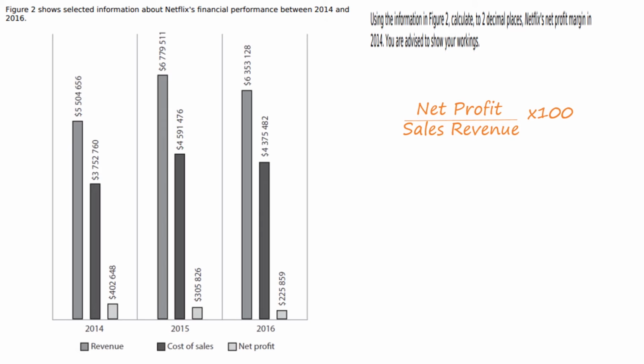So if we go to 2014, we can see that net profit is £402,648, US dollars. And the revenue for 2014 is $5,504,656. And we times that by 100 to get our net profit margin. And the answer is 7.31%.